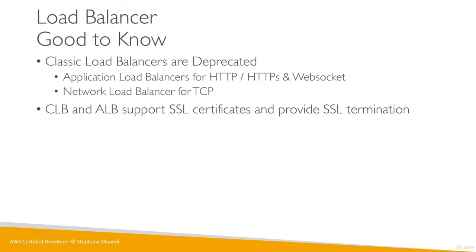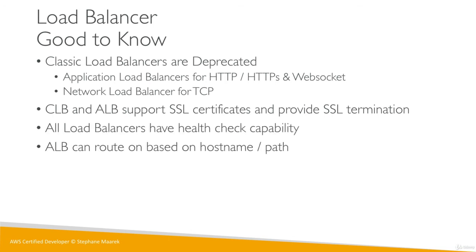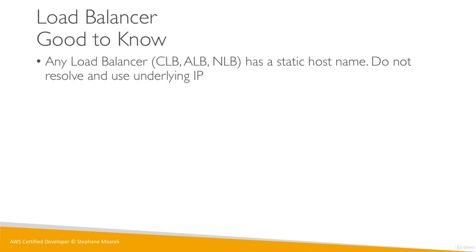The CLB and ALB, so classic load balancer and application load balancer, support SSL certificates and provide SSL termination. All load balancers will have a health check capability. The ALB can route based on the hostname and the path. The ALB is a great fit with ECS or Docker. Also, all these load balancers, classic load balancer, application load balancer, and network load balancer, have static host names.